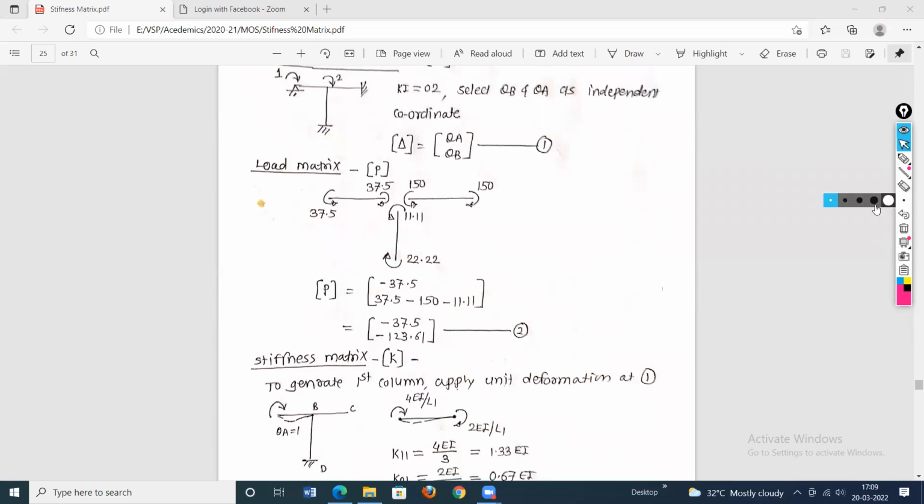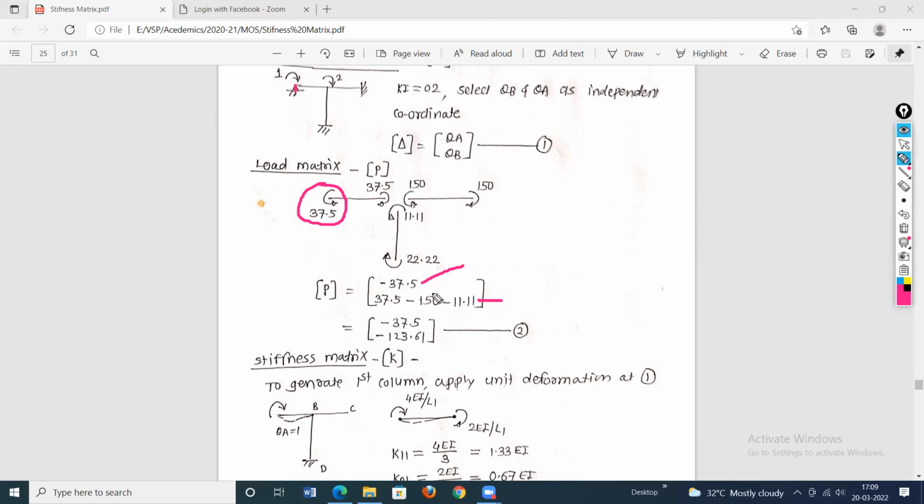Okay, now before that, I forgot to explain this load matrix. Now this is the first element. It is coordinate number 1. So here, what is the restraining force? It is anti-clockwise, therefore minus 37.5.